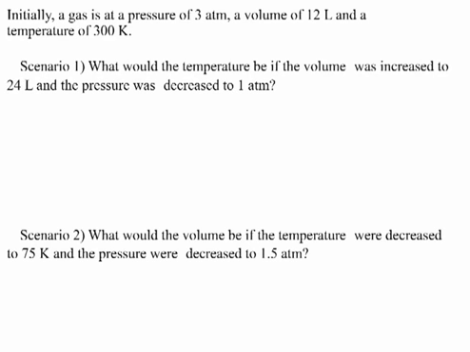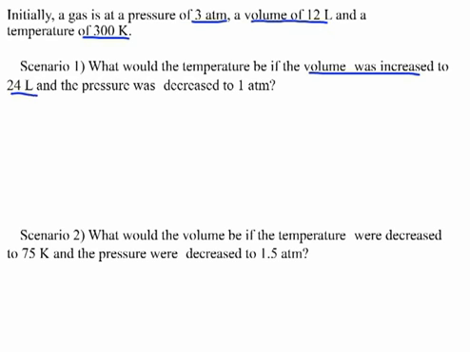Okay, so our first problem says that initially a gas is at a pressure of 3 atmospheres. So there's our initial pressure. Our initial volume of the gas is 12 liters and an initial temperature of 300 Kelvin. So the question is, what would the temperature be if the volume was increased to 24 liters and the pressure was decreased to 1 atmosphere? So let's first take a look at if the volume's going to be increased to 24 liters.